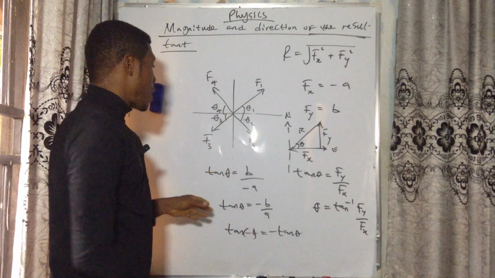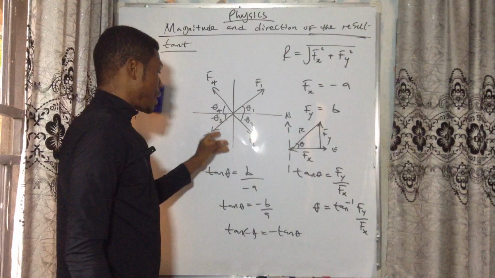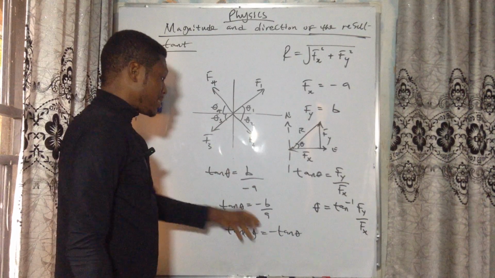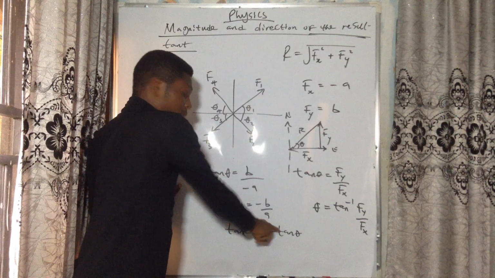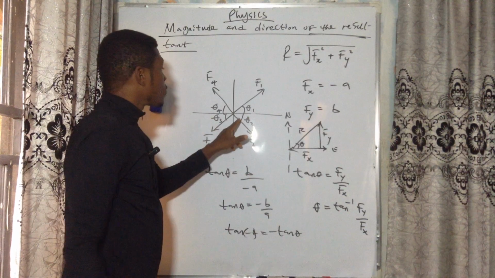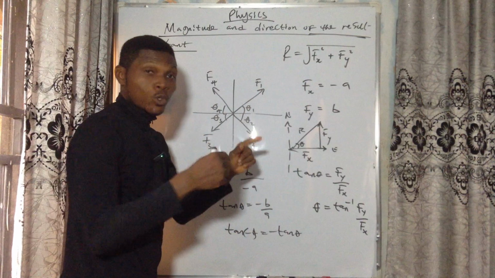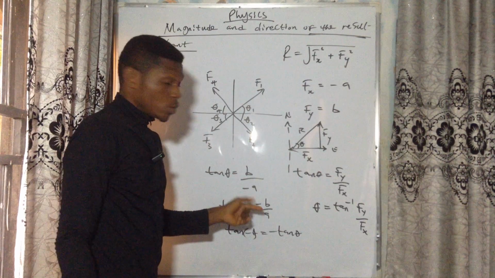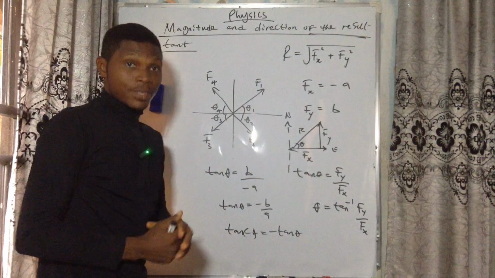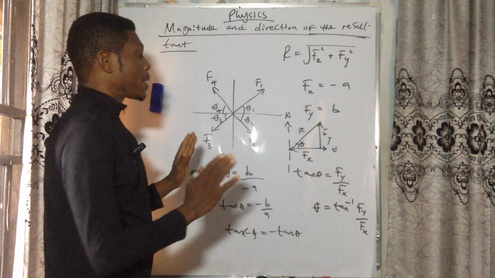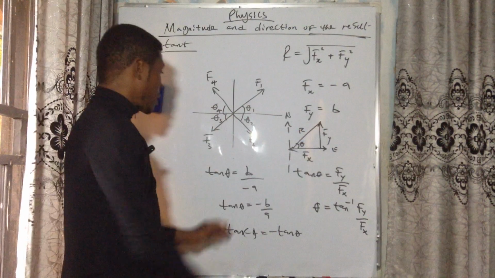In my next video, I will tell you how to really know the particular angle that has this negative sign. In fact, whenever you compute for an angle in the fourth quadrant, the tan is negative. It will give you a negative value, but that is what I will consider in my next video. This video is just about telling you how to find the direction of the resultant force. That's all, and this is how you do it.